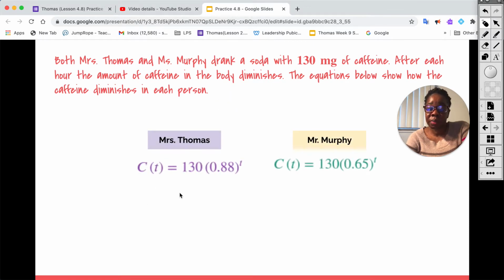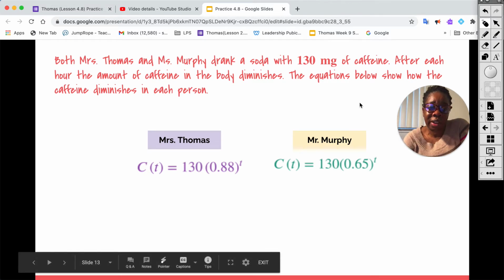So the equation for Mrs. Thomas is C of T is equal to 130 times 0.888 raised to the T. And for Miss Murphy, it is C of T is equal to 130 times 0.65 raised to the T. Now, the question that we're answering is in whose body is the caffeine diminishing quicker, or whose body is the caffeine leaving the body quicker?